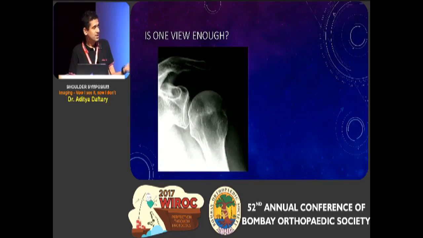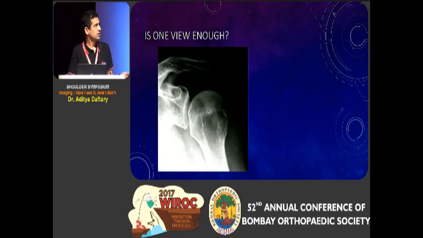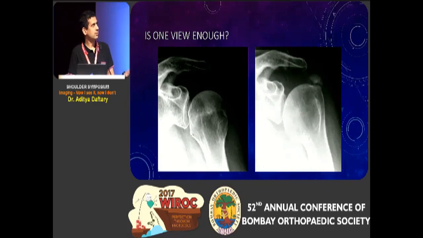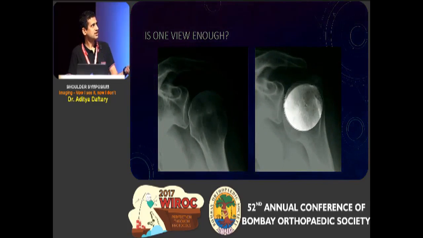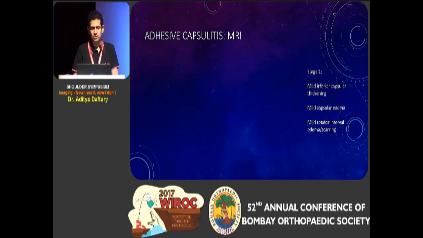Is one view enough? This is a classic example, and not an uncommon one, where the X-ray looks relatively normal, and then when you look at an externally rotated view of the same shoulder, you can see a very significant calcification in the supraspinatus. So one view is often like no view, and before you call something normal, it's recommended that you get an additional view, at least to look for other abnormalities.